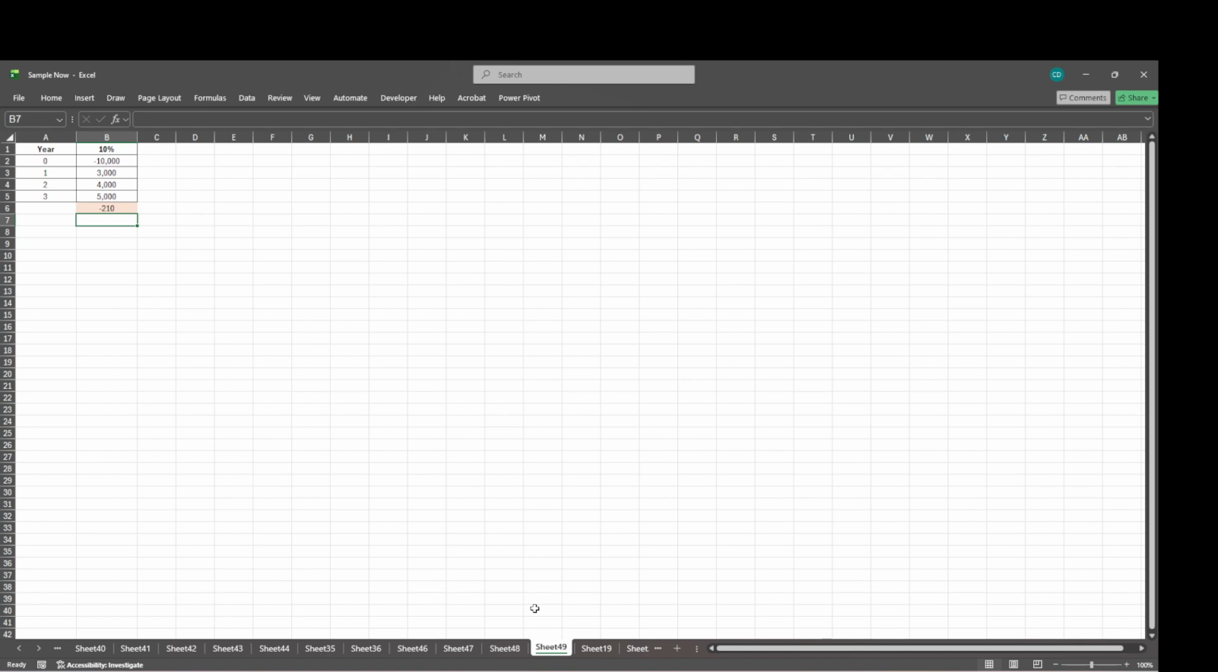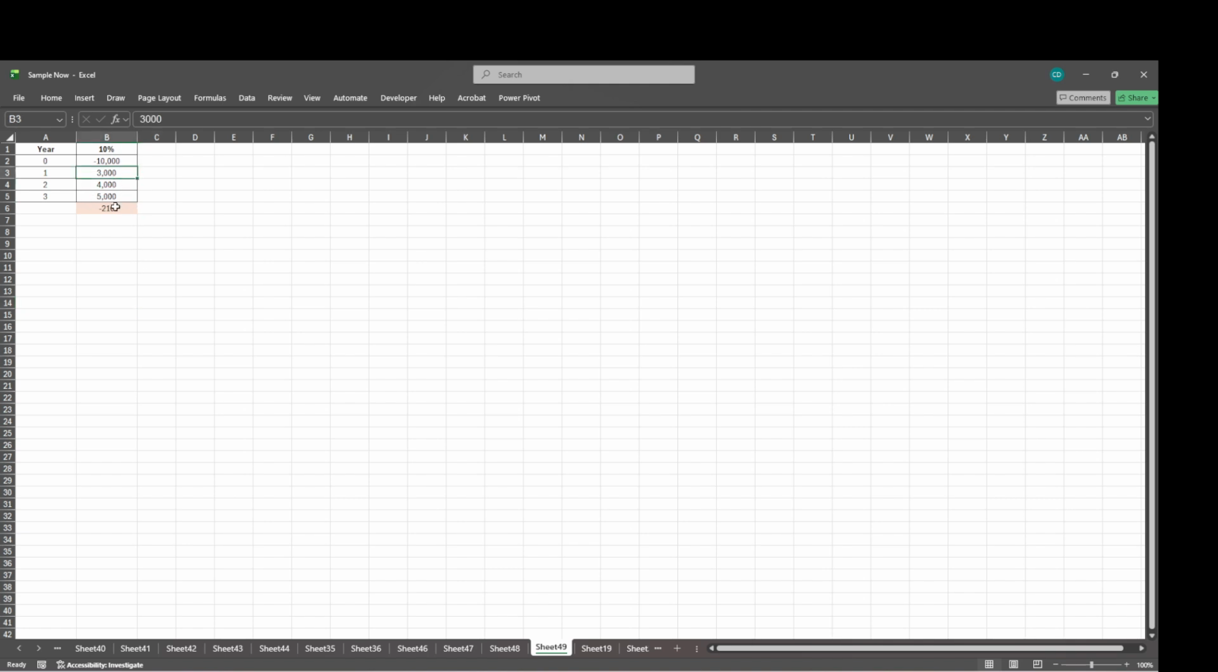For this example, assume your discount rate is entered in cell B1, and your future cash flows for years 1 through 3 are entered in cells B3 through B5. Your initial investment is in cell B2.